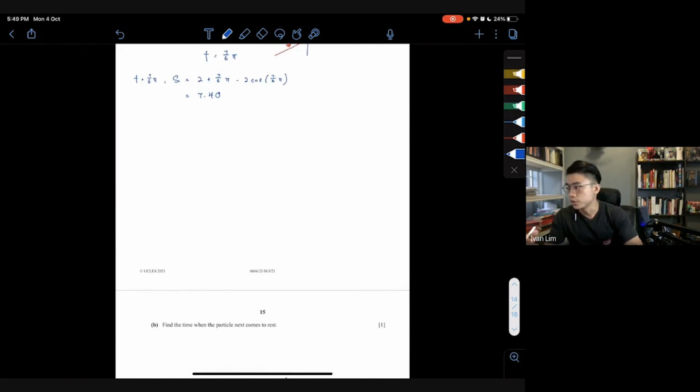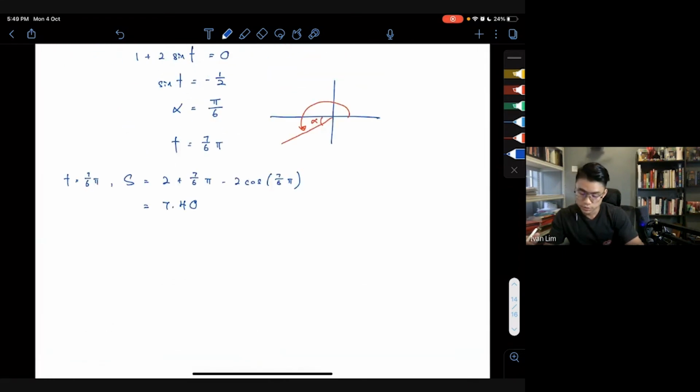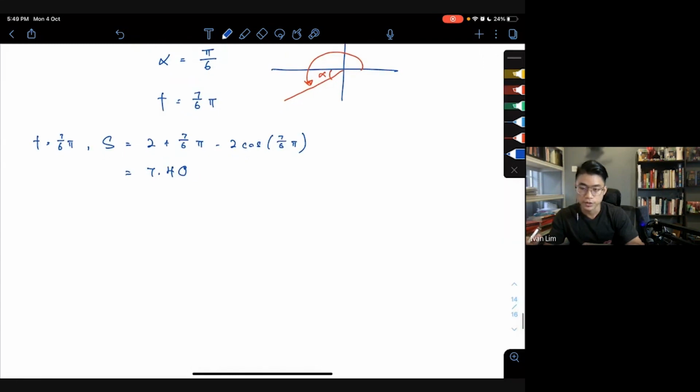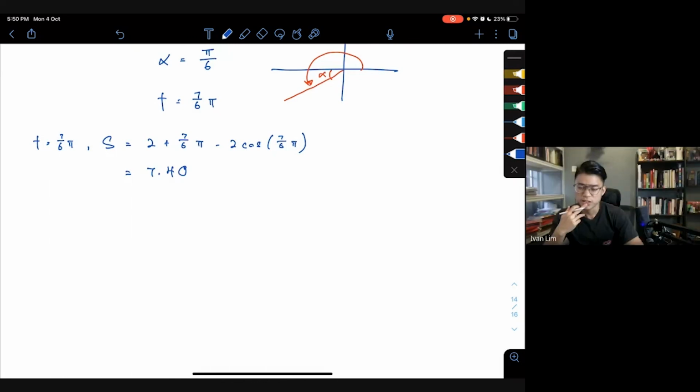Okay, Louis is asking, can you leave it in exact? Exact means what? What's your value? What's your equation? Like the answer there, I just 2 plus 7 pi over 6 minus 2 cos. Sub 3? 2 plus what?